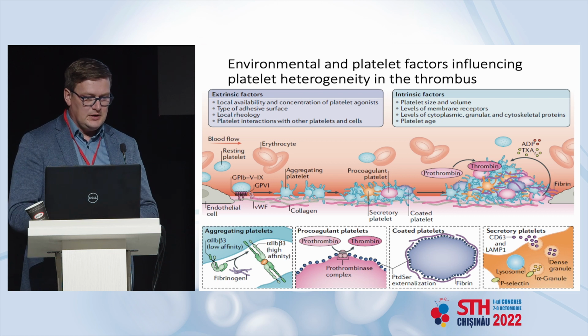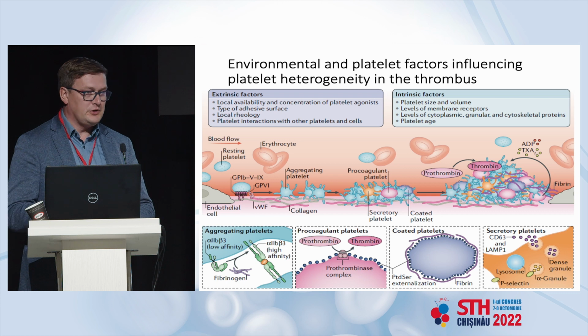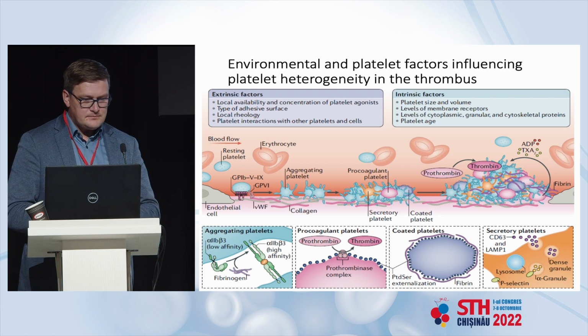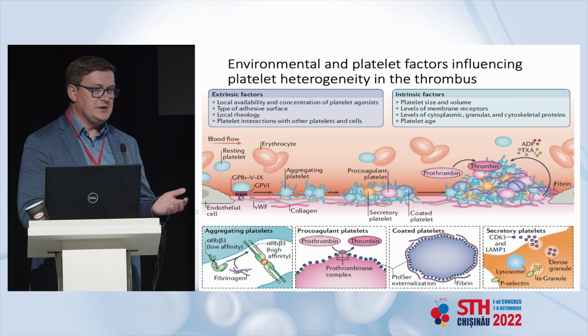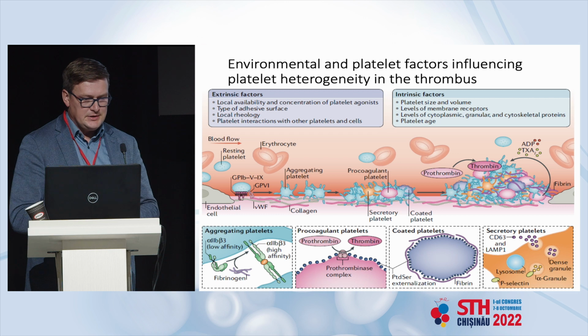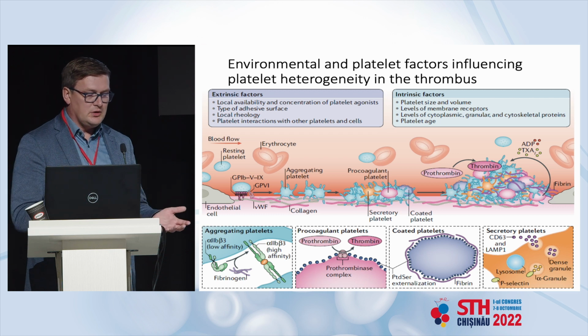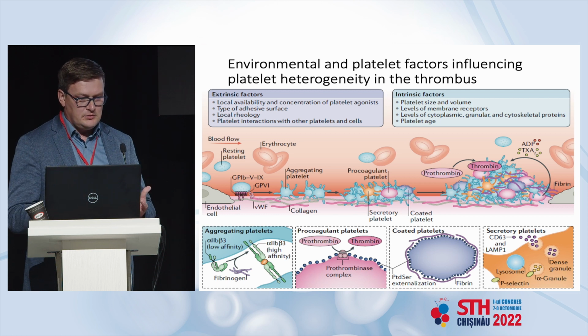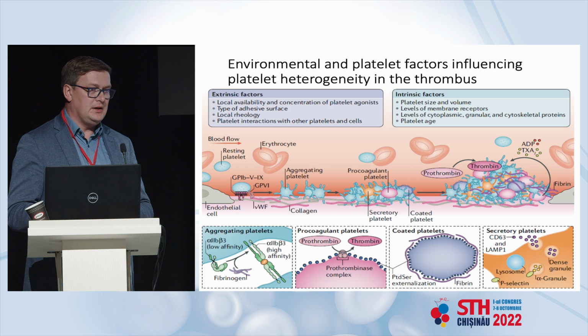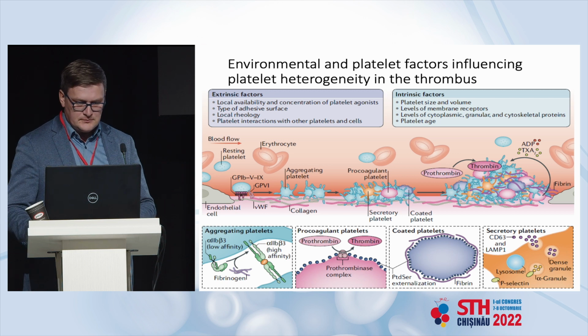So it's local availability of different agonists in the place where the platelet lives, the type of adhesive surface which is presented when the injury happens. What is local rheology? Is it a high shear or a low shear stress? And what are interactions with other platelets and other cells?